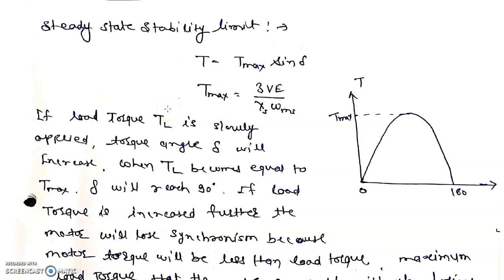Dear students, in the last class we studied the steady state stability limit of the synchronous motor drive, in which we saw that the maximum torque is given by T = T max sin delta, where T max = 3VE upon omega ms Xs. It is the pull-out torque, where the torque is maximum, sin delta equals 1, or delta equals 90 degrees, and the torque can be increased up to the pull-out torque by increasing the angle delta.